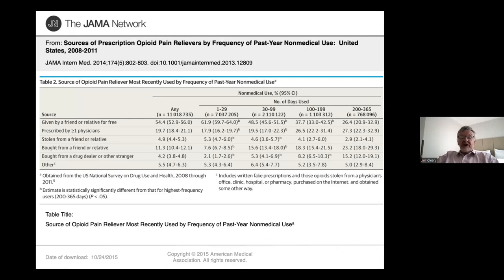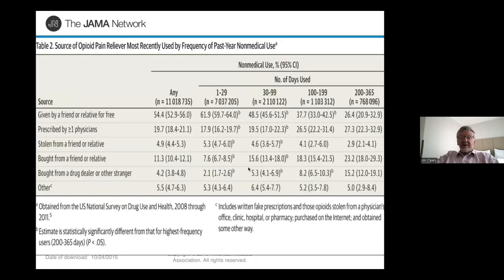This is a little difficult to see, and I'll try and blow this up for you, but it's a study done in JAMA, and it is looking at where most patients get these medicines from. So here it is blown up. The number of days of misuse or non-medical use is across here, and where did you get them from? If you were using them for a limited number of days, 60% got these from a friend or free. It was those people who were using them for longer who were stealing, buying, or buying from a drug dealer. We can see that here, down at the less than 1 to 29 days, most of these people are not buying them at all, but it's when people get into this chronic use that they're going and buying. Again, important to understand the statistics behind it.